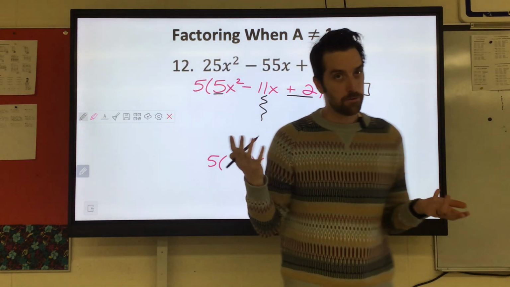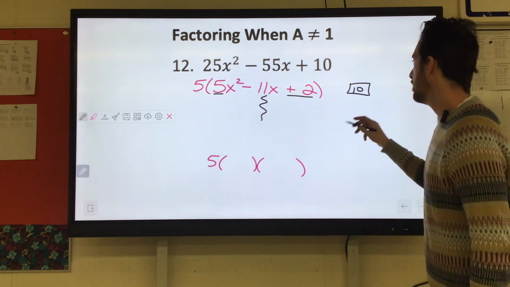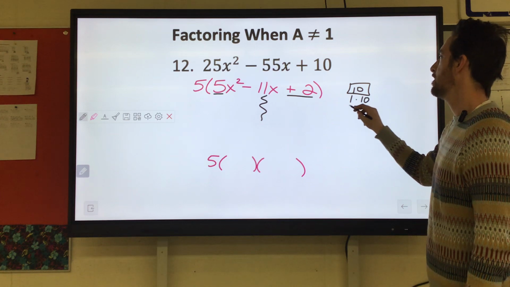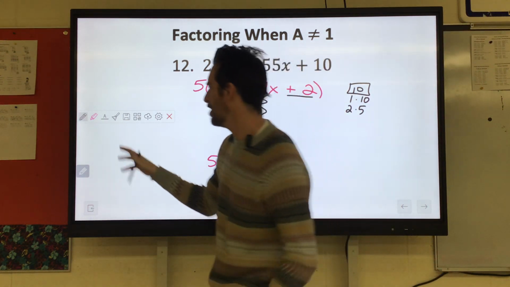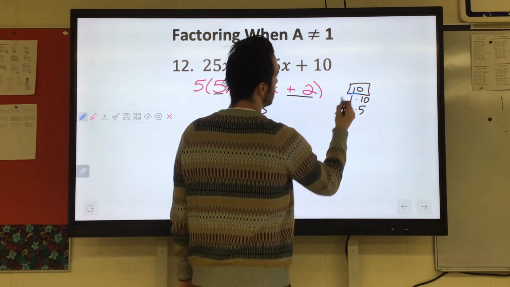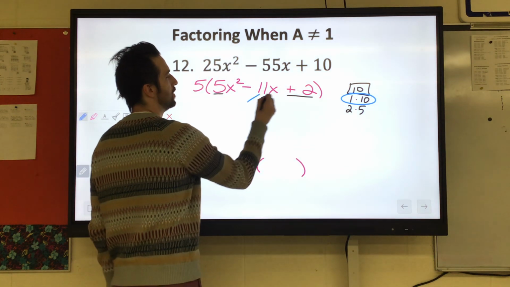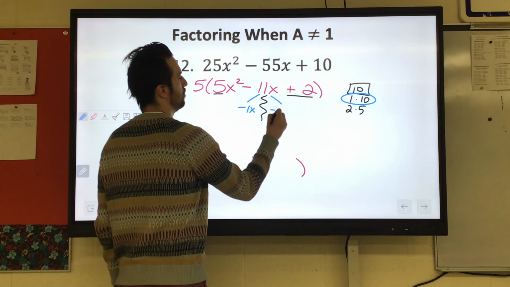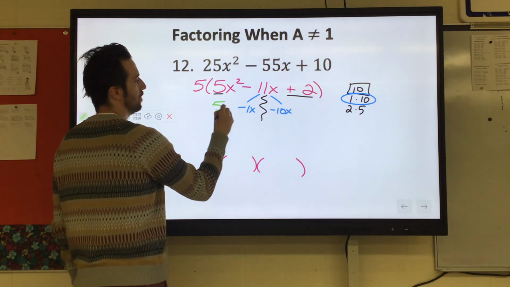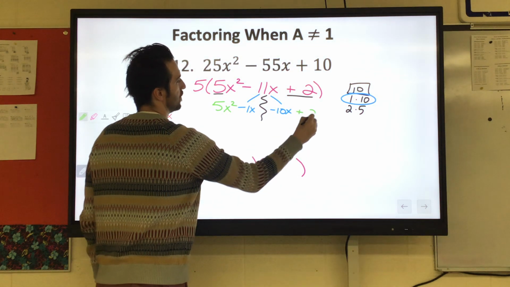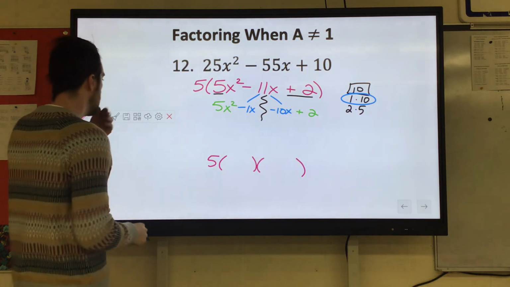In this case, they're both going to be minus, but let's see, 10 could be 1 times 10 or 2 times 5. If we need 11, which set are we going to use? We're going to use the 1 and 10, and they have to both be minus. Minus 1x minus 10x. We'll bring down the other stuff, 5x squared plus 2, and we're ready to go.